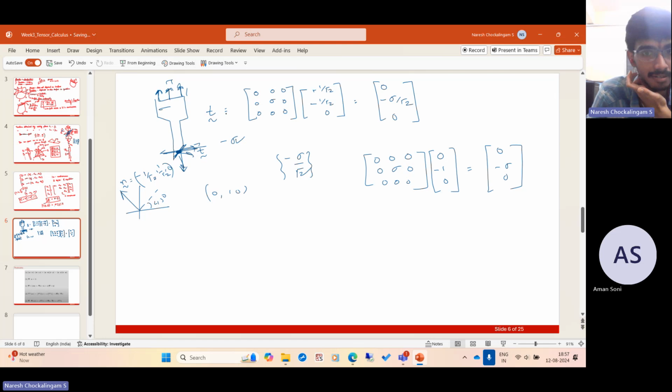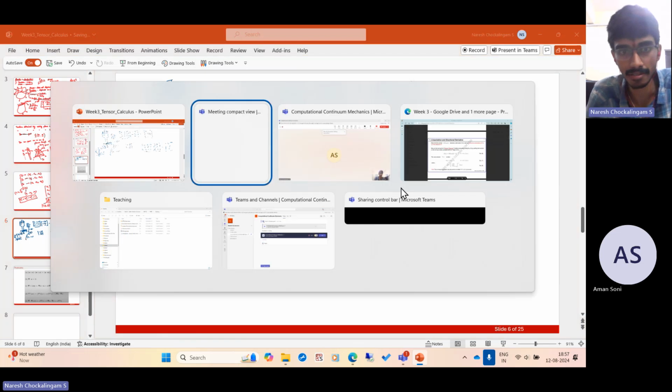So given the stress at a point, you can find the traction on any plane passing through the point. That is the idea. So traction depends on normal, whereas stress does not depend on normal. Traction is a vector, stress is a linear map or a tensor. Is that okay?